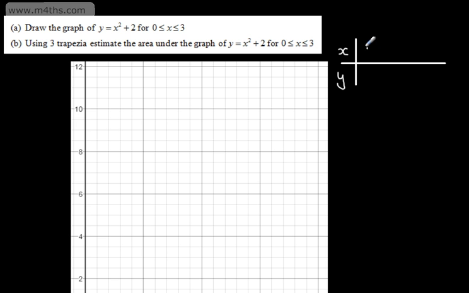So if x is equal to 0, well, 0 squared is 0, plus 2 is going to give me 2. If x is equal to 1, 1 squared is 1, 1 plus 2 is going to give me 3. If x is equal to 2, 2 squared is going to give me 4, 4 plus 2 is going to give me 6. And then if x is 3, 3 squared is 9, and then 9 plus 2 is 11. So we've got these points that we can plot. So let's go ahead and plot those.